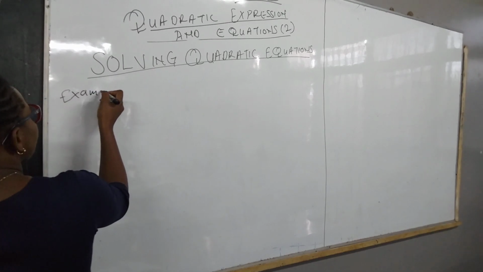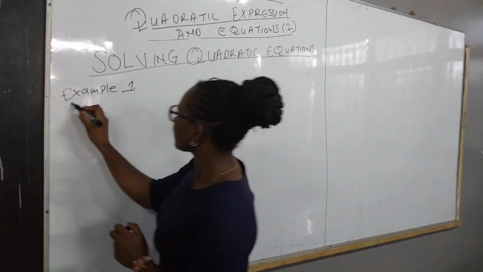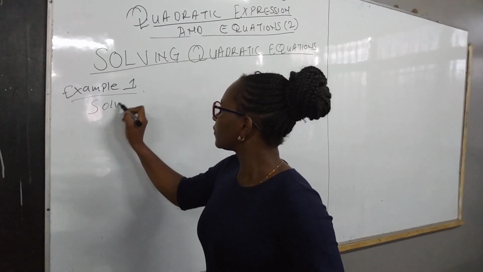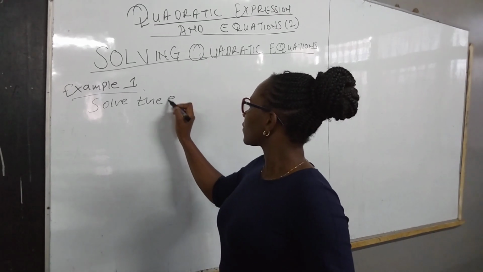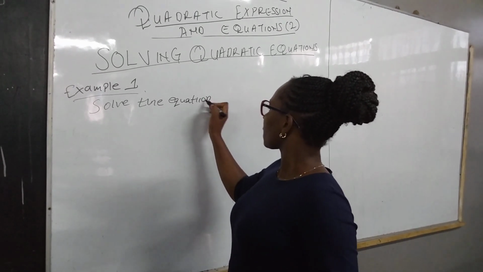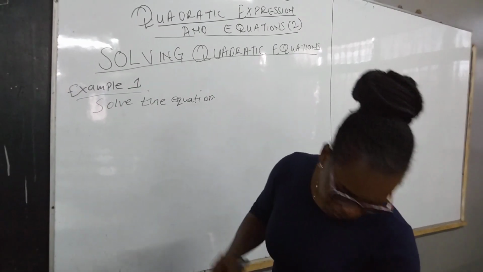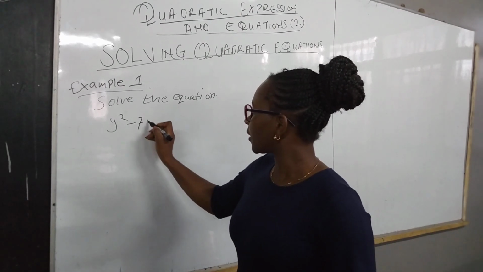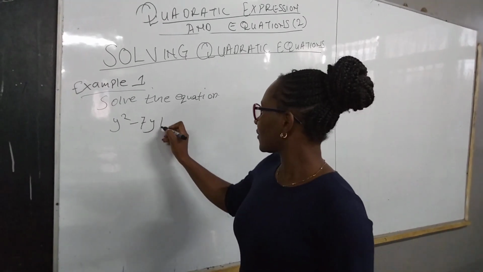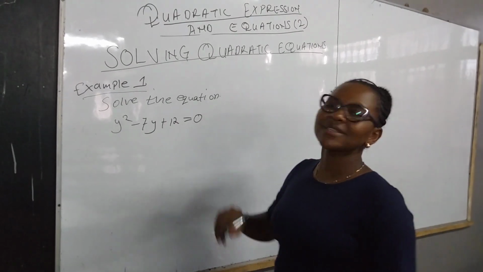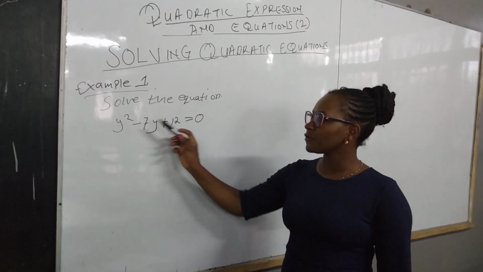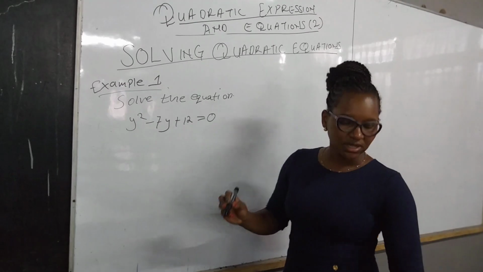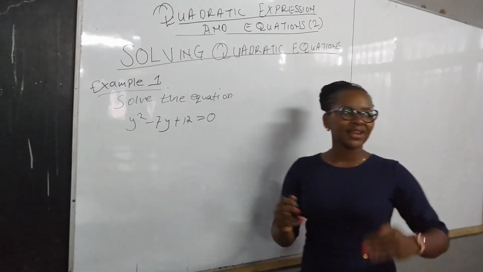Example 1. Solve the equation y squared minus 7y plus 12 is equal to 0. How to solve the equation and how to factorize the quadratic expression is actually the same. The difference comes in the last step.